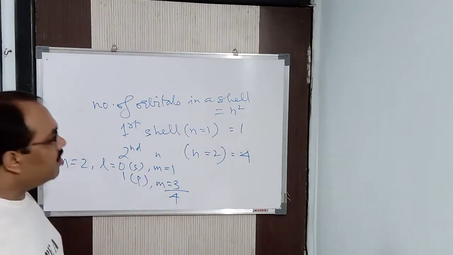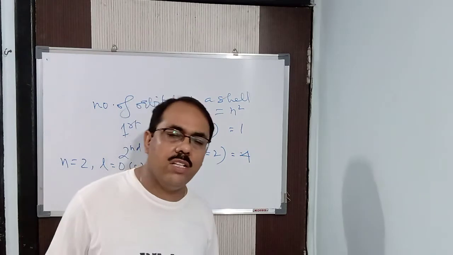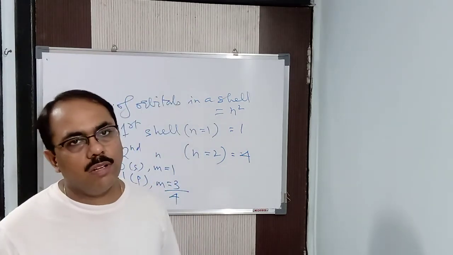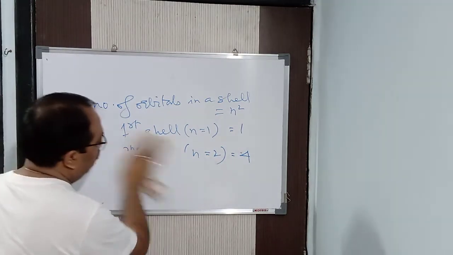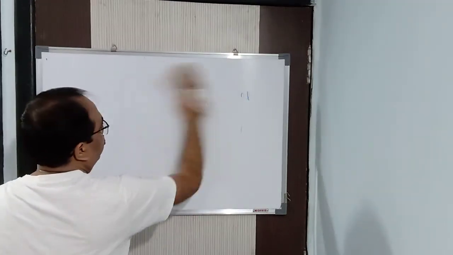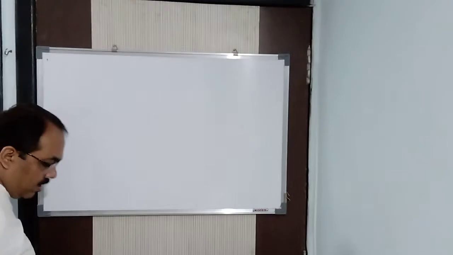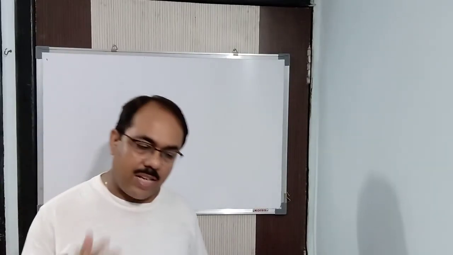In this way, in the third shell, what is the maximum number of orbitals? 9. 3 square is 9. In this way you can find it out. Clear? So this is about your orbitals, so to say. We discussed the principal quantum number, magnetic quantum number, and azimuthal quantum number.